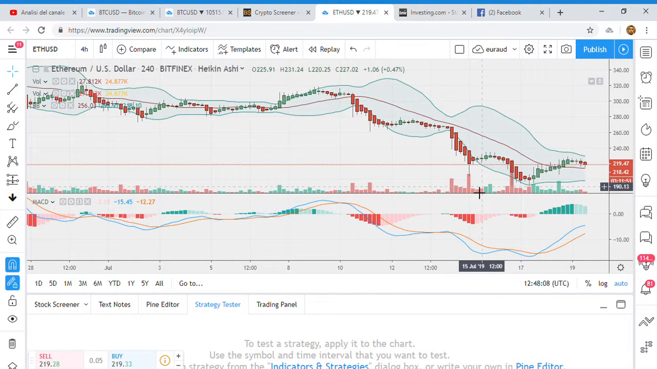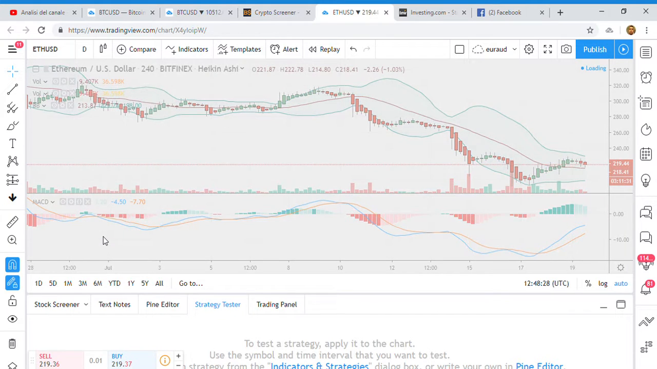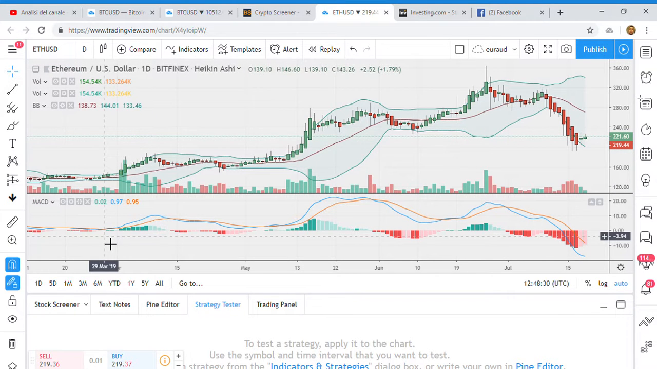So what I expect for the short term, 9 out of 10 times, is a movement up until this area. Then we should see a retracement again, and from there we will know if Ethereum will start again with its movement up. Let's have a look now at the daily chart.